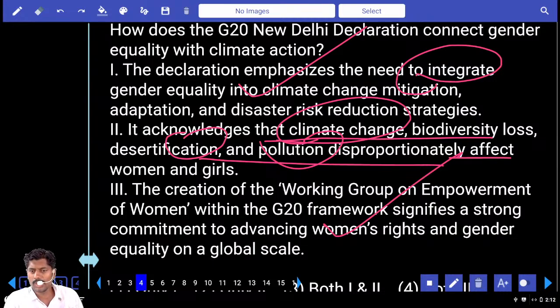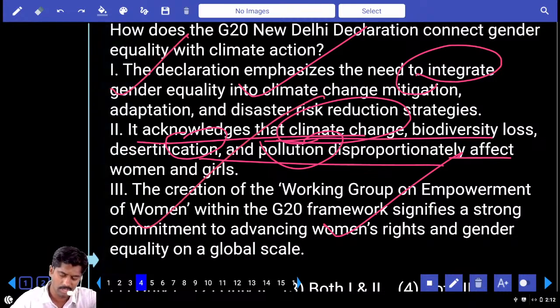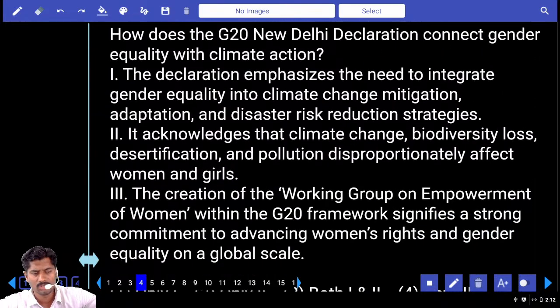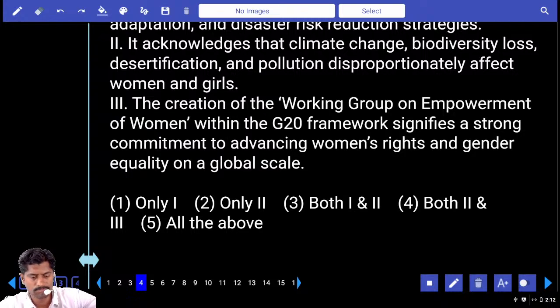How does the G20 declaration, so how is it combining both? Gender equality ni climate connection etla connect చేస్తుంది? సెకండ్ లో క్లియర్ గా మెన్షన్ చేయలేదు, కనెక్షన్ ని క్లియర్ గా మెన్షన్ చేయలేదు, ఫస్ట్ లో మెన్షన్ చేస్తుంది, థర్డ్ లోను. ఆన్సర్ ఓన్లీ 1 and 3, not 2. Oh, we don't have 1, 3. Oh my god, we don't have 1, 3. Then as we don't have, take all of the above.